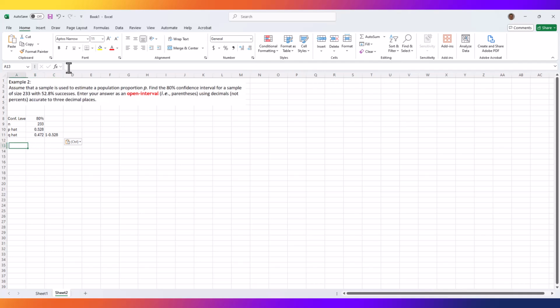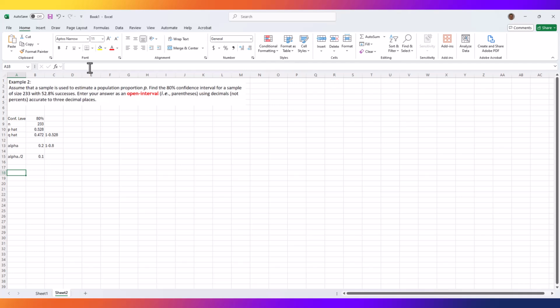A little bit of work there. Alpha. What's our alpha going to be in this case? Well, it's 1 minus 80%, 0.8 as a decimal. Put that here. And so then that little tail area, alpha over 2, 0.2 divided by 2. I expect you to show your work, so I will too.